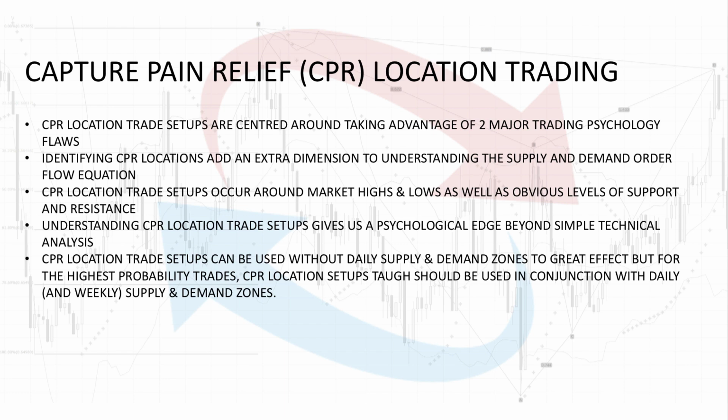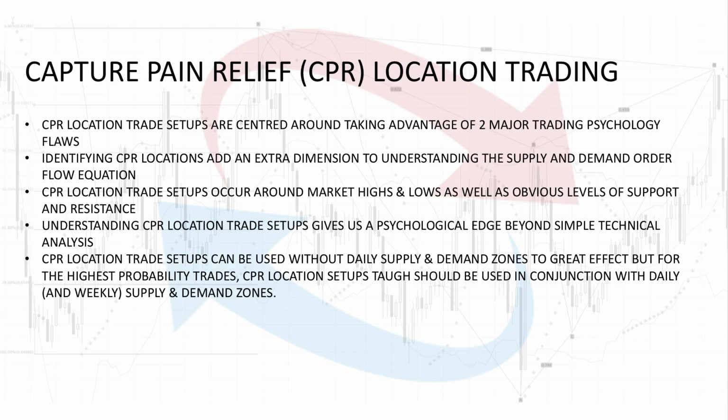So CPR location trade setups occur around market highs and lows, as well as obvious levels of support and resistance, right? There are three main trading disciplines that occur, right? And everyone pretty much trades around highs and lows, as well as obvious levels of support and resistance, because that's where we're kind of taught to trade, right? When we learn to trade, it's going to be around levels of support and resistance, and there are lots of strategies, but there are only three main trading disciplines that they will all fit into, and I'm going to be going over how we're going to be taking advantage of those trading disciplines.